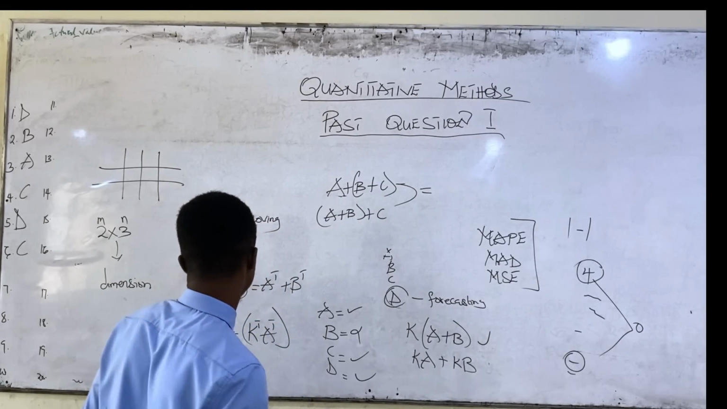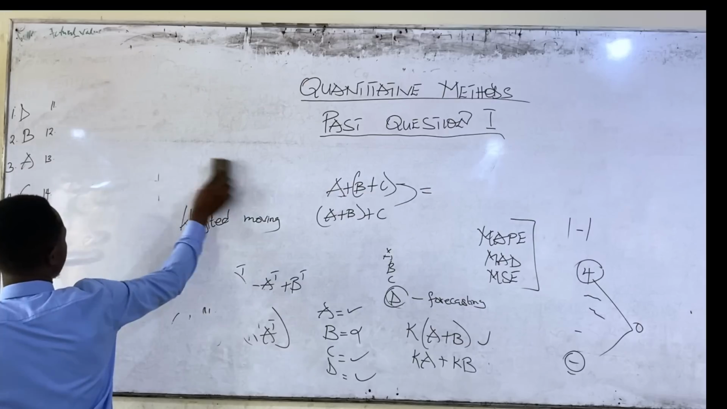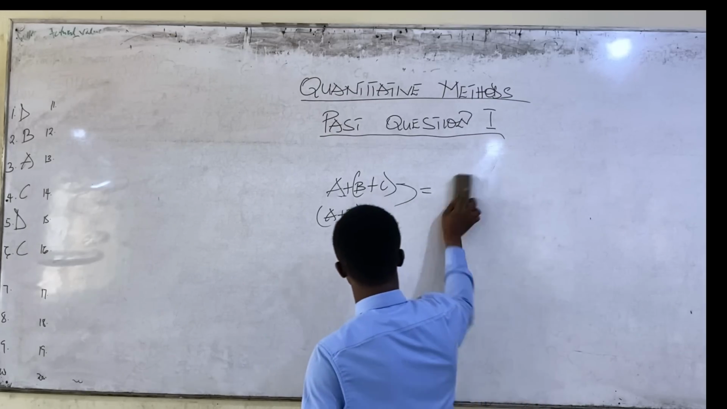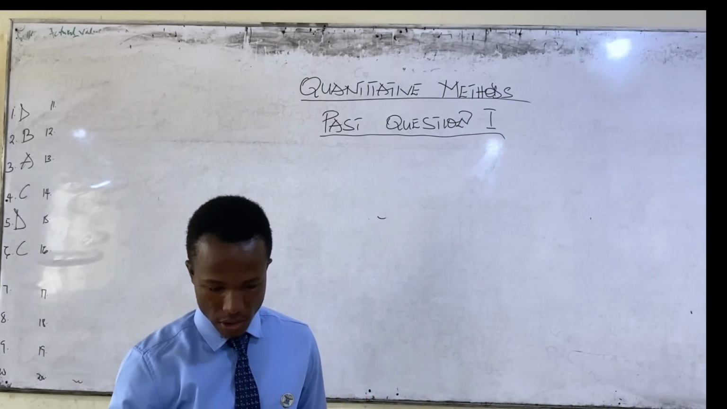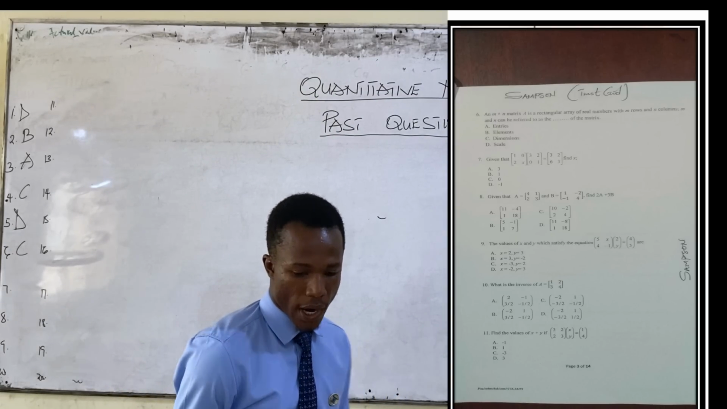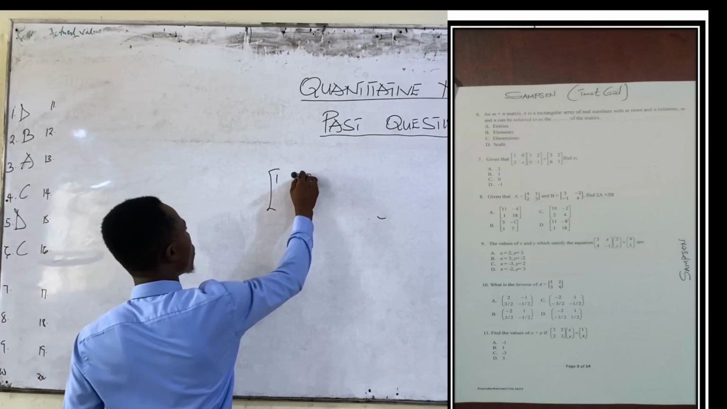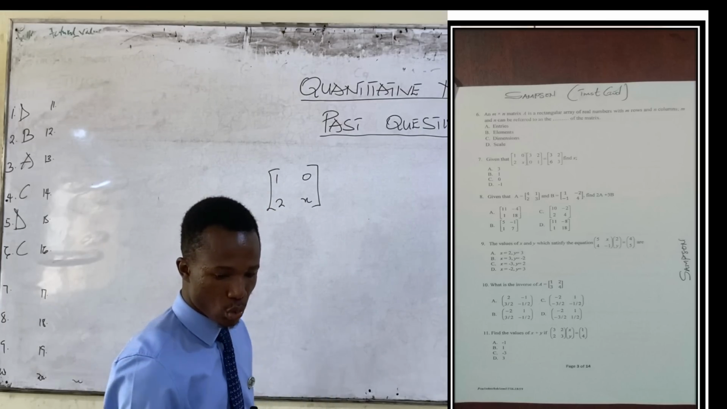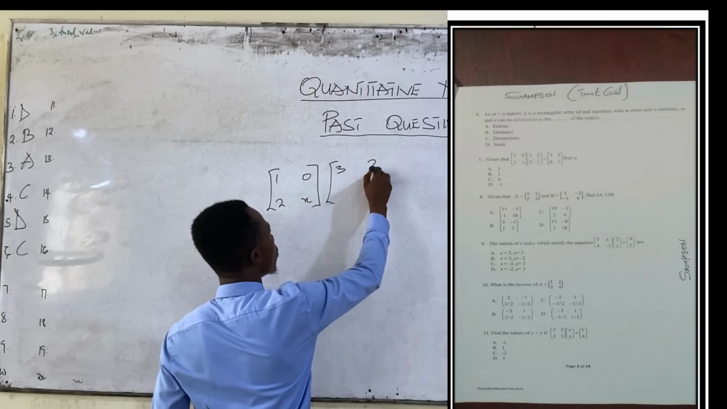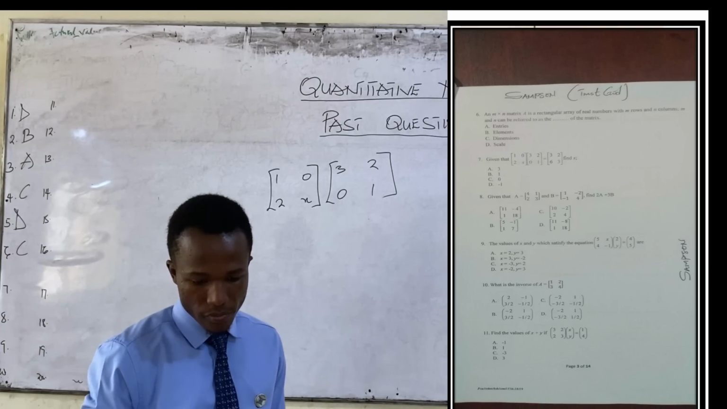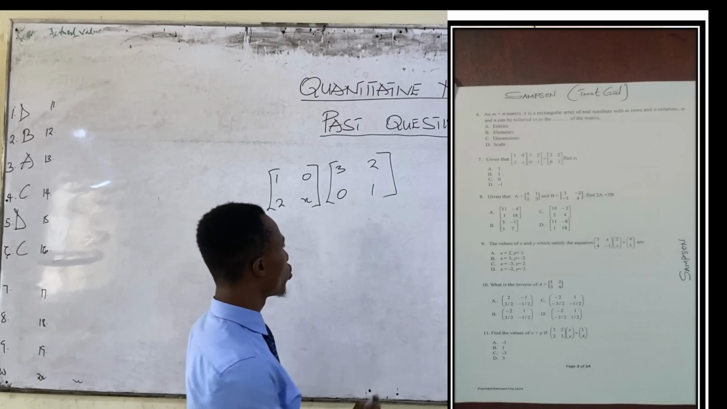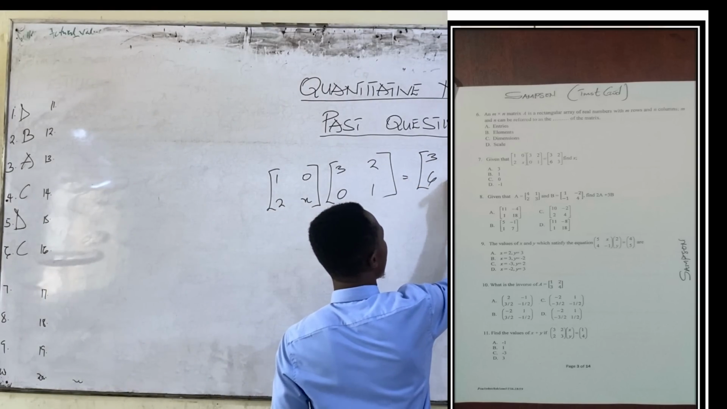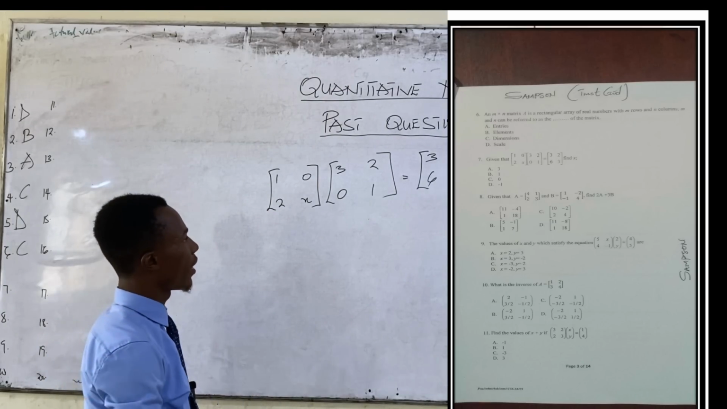Now we are moving on to question 7. We are now entering into calculations. So question 7. Given that the matrix with rows 1, 0 and 2, x is multiplying the matrix with rows 3, 2 and 0, 1, and it is equal to the matrix with rows 3, 2 and 6, 3. We have to find the value of x.